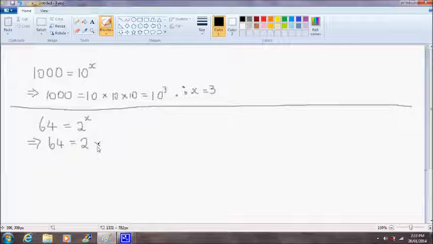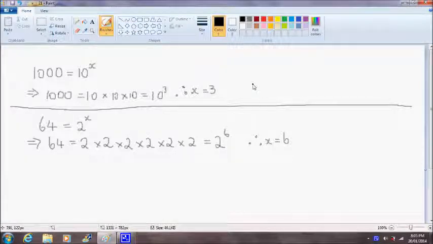2 times 2, which is equal to 4, times 2, which is equal to 8, times 2 equals 16, times 2 is equal to 32, and then times 2 is equal to 64. So we have 1, 2, 3, 4, 5, 6. So therefore 2 to the power of 6 is equal to 64, and therefore our x is equal to 6.